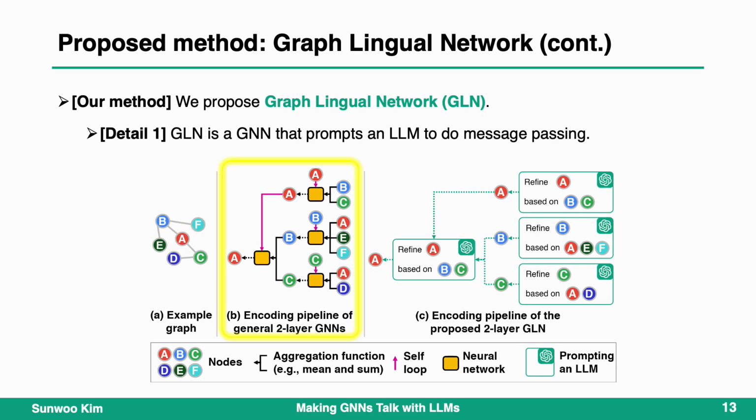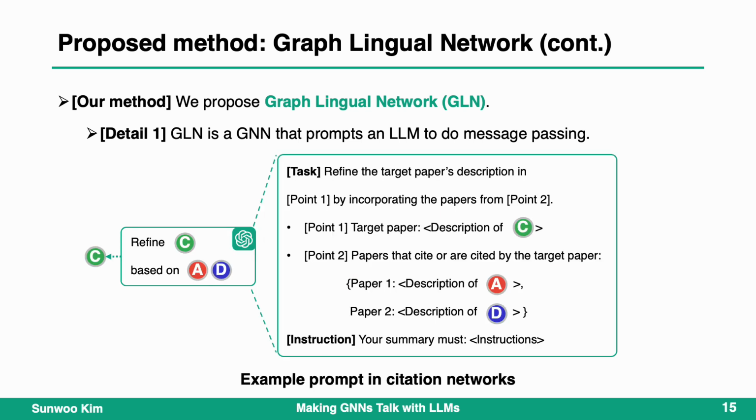In standard GNNs, the following iterative process is performed. First, computing each neighbor's representation from its neighbors. Second, updating the target node using these neighbor representations. In GLN, the overall pipeline is similar, but the update step is performed with an LLM. For example, in citation networks, we provide the target node and its neighbors to an LLM, which then refines the target node's description as shown in the slide.